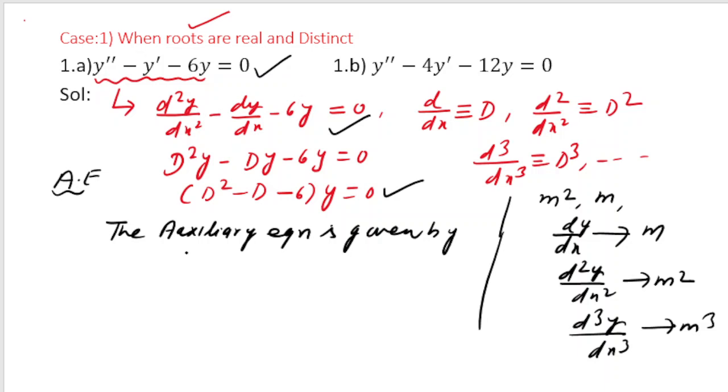So for this, what will be the auxiliary equation? For y double dash I will write m square, for y dash I will write minus m, and here there is no derivative of y, so I'm just writing minus 6, the constant term, the coefficient of y, and this is equal to 0. So this equation is known as the auxiliary equation.